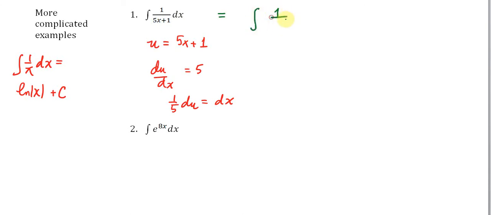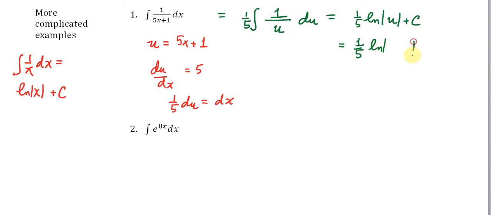The antiderivative of 1 over, instead of 5x plus 1, we can have u, and instead of dx, we can have du and 1/5, and I can pull the 1/5 out to the front because the constant multipliers don't really make much of a difference. So this is equal to 1/5 times the natural log of the absolute value of u plus a constant. Then finally, my last step, we substitute back: 1/5 times the natural log of the absolute value of 5x plus 1.